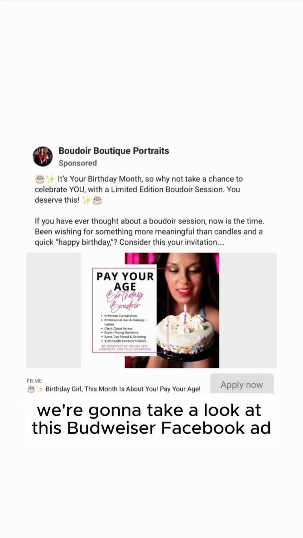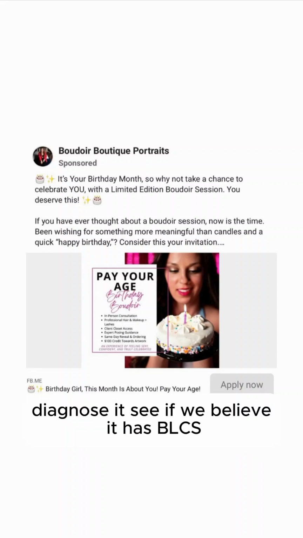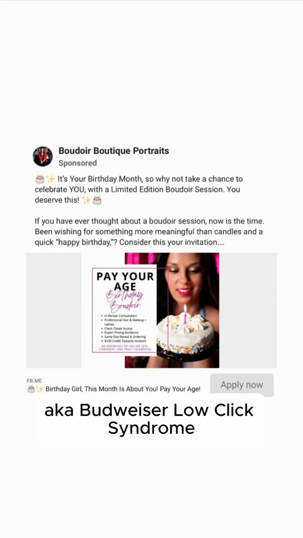All right, y'all, we're going to take a look at this Boudoir Facebook ad. Diagnose it, see if we believe it has BLCS, aka Boudoir Low Click Syndrome.